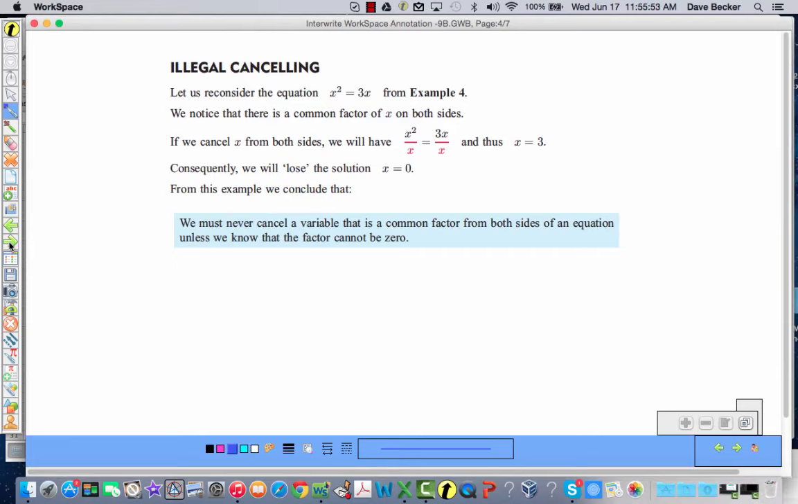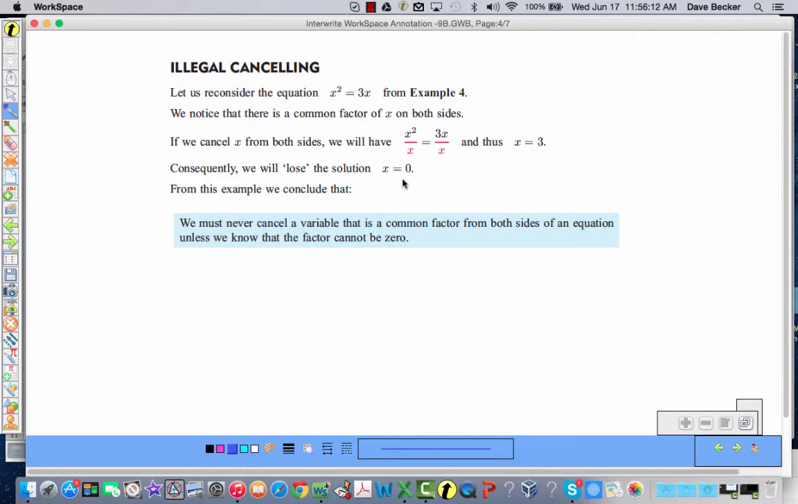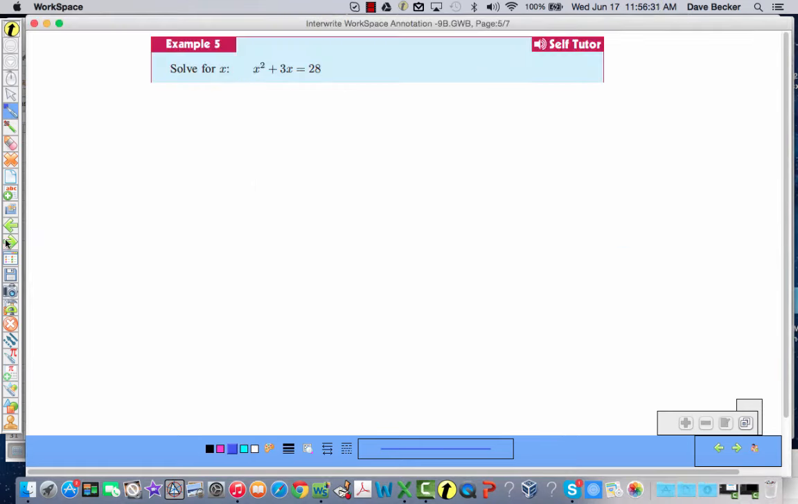Illegal canceling! So if you just looked at that example there, you might be inclined, well, why can't I divide both sides by x? Well, here's the reason. We'll have x equal to 3, which is one of the solutions, but it eliminates the other solution, that x is equal to 0. So you can't cancel a variable that is a common factor from both sides of an equation unless we know that the factor cannot be 0. Okay, so we must be aware of that.